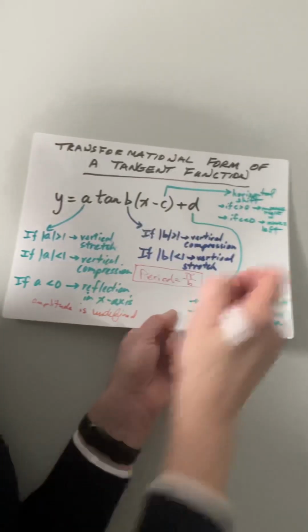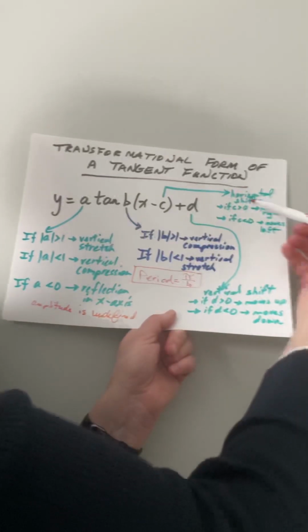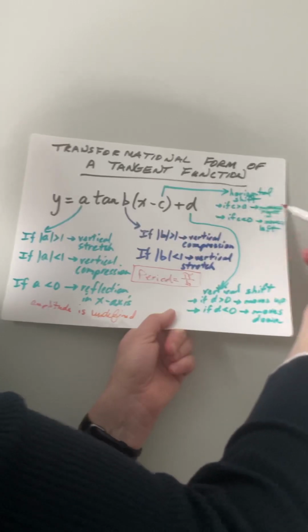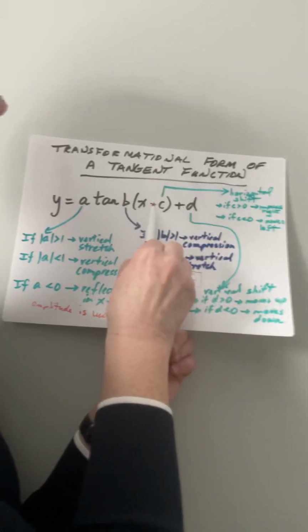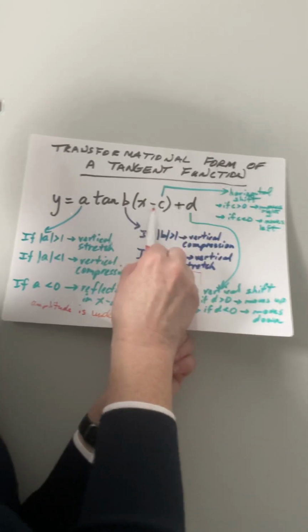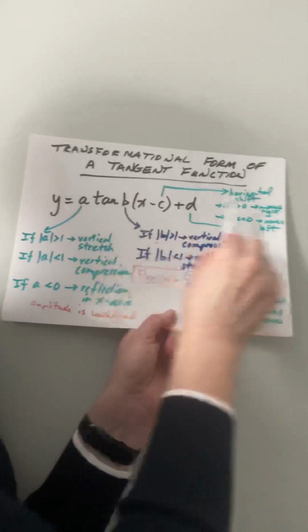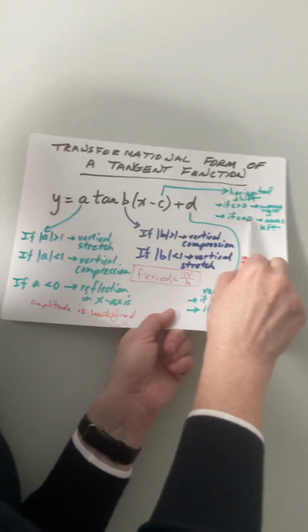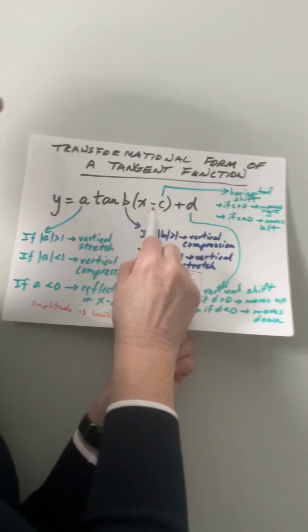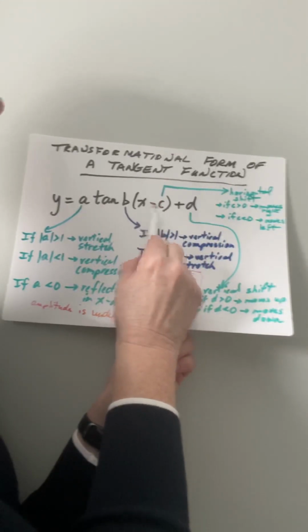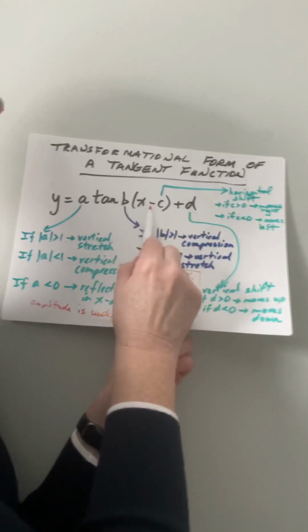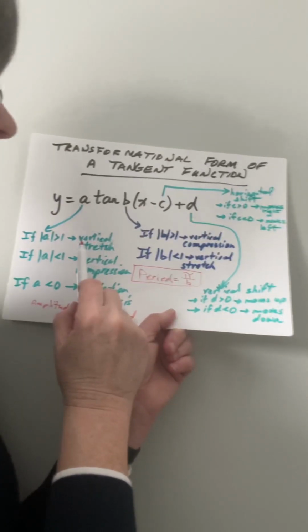c is the horizontal shift, same as before, same as any other function we've dealt with. If c is bigger than 0, it moves to the right. But remember, this negative sign will still appear here, but c will be positive. It'll move to the right. If c is negative, it'll move left. Because of this negative sign, though, if c is negative, this will appear as a plus sign. It'll move to the left.